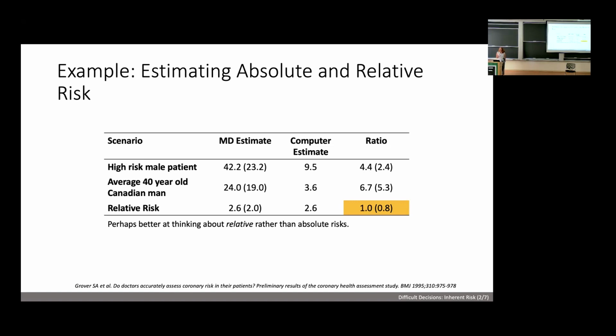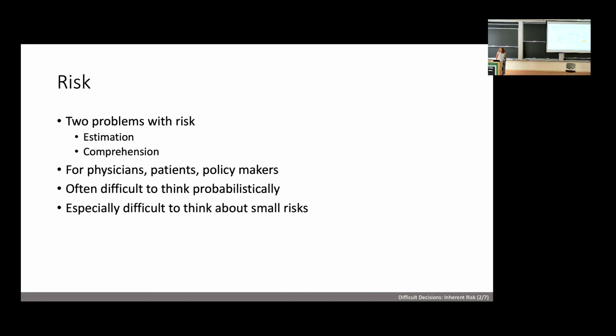There are many studies that do this type of work. And so generally that's the finding that we humans are just really bad at estimating absolute risk. And so there are generally two problems with it. One is how to estimate it, and the second one, how to comprehend it. We tend to find it really, really hard to think about small risks especially.